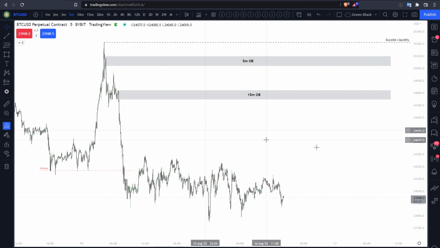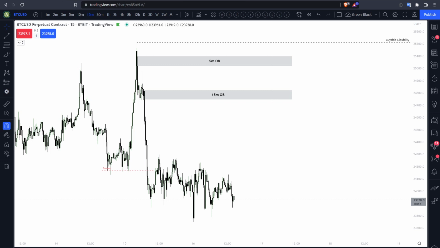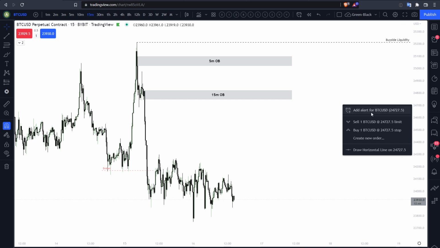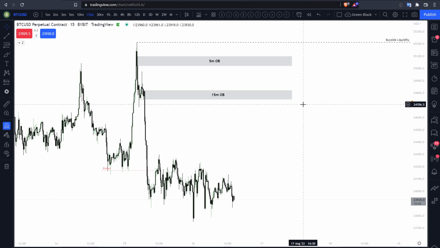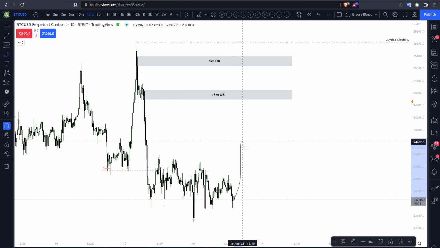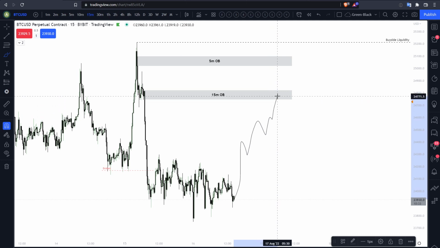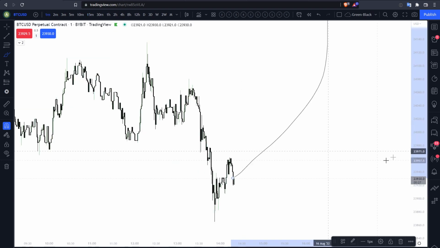So what happens next? Once I identified the order blocks above me, I will expect the first one to be tapped. So I'm gonna set an alert just before it. And once price arrives here and I will be alerted, I want to switch from a higher time frame, like 15 minutes, into a lower time frame, something like a 1-minute time frame.